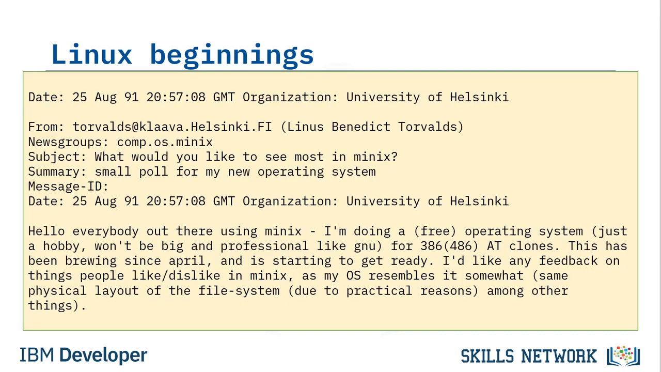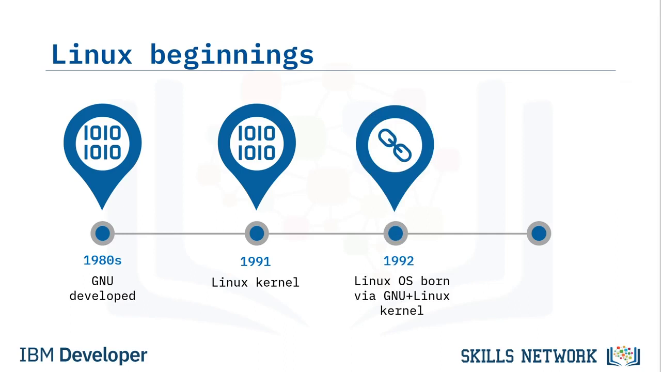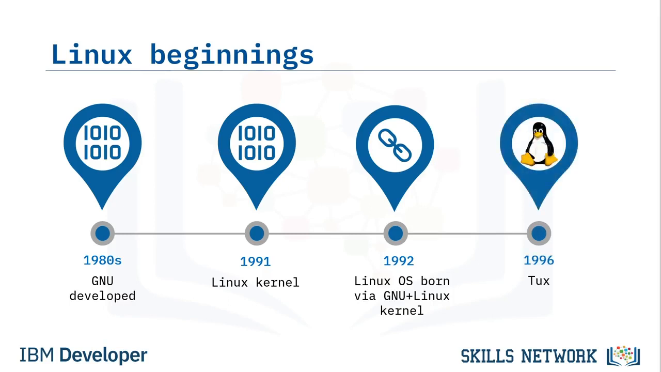Here is Linus Torvalds' famous post, where he shared his progress making his own open-source Unix-like kernel. He references Minix, which was another Unix-like kernel at the time. Soon after, in 1992, the potential of unifying GNU and the Linux kernel was realized as popular Linux operating systems began to appear. And in 1996, a computer scientist named Larry Ewing created Tux the Penguin, which was later adopted by Linus Torvalds as the official Linux mascot.